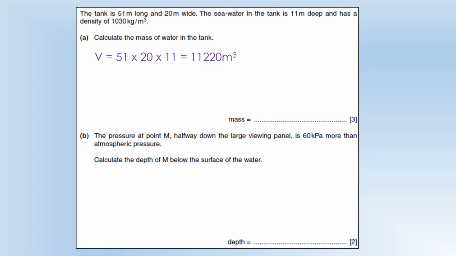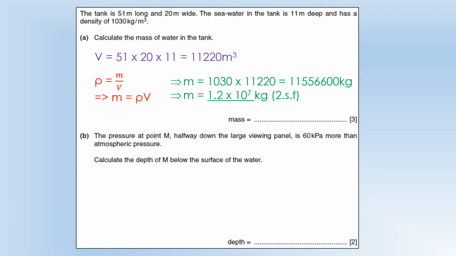First of all we can figure out what the volume is using the dimensions, and then we can use the density equation to figure out the mass. And that comes out at a very long number, but I would round that to 2 significant figures because all the data in the question, apart from the density, is 2 significant figures.